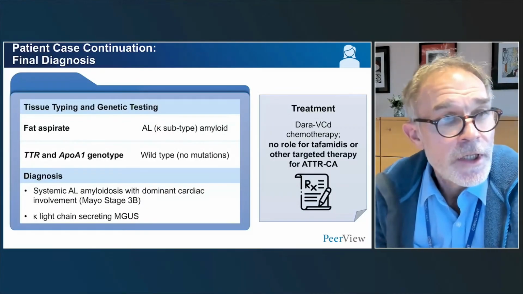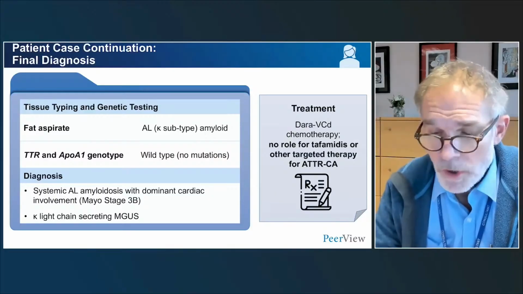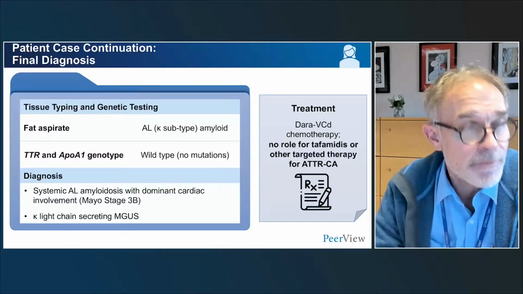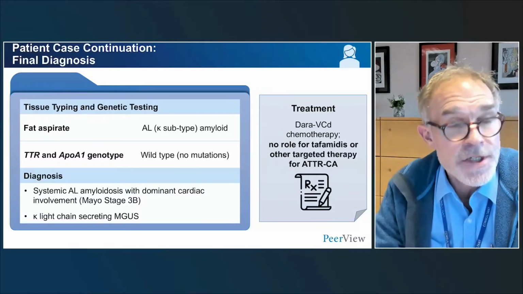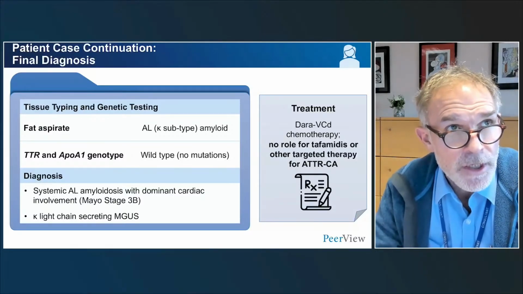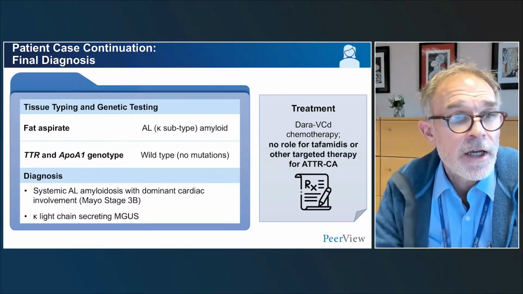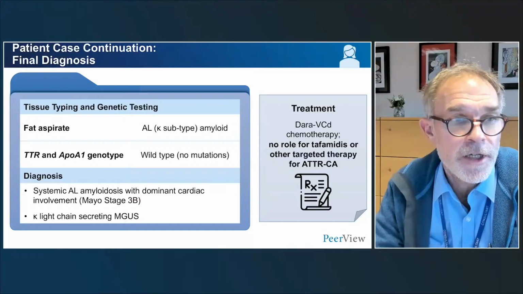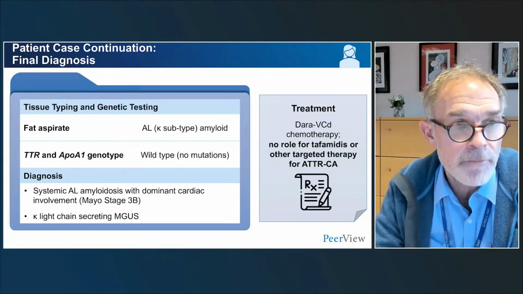So we have a woman with a plasma cell dyscrasia who has grade 1 uptake on a DPD scan and characteristic features on a cardiac MRI and echocardiogram of cardiac amyloidosis and very high biomarkers.